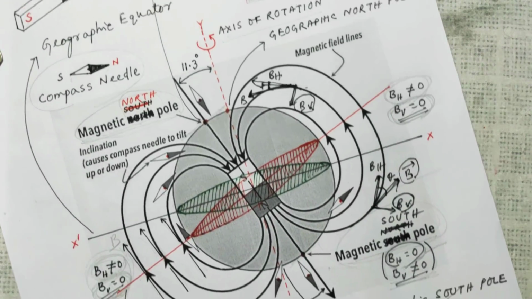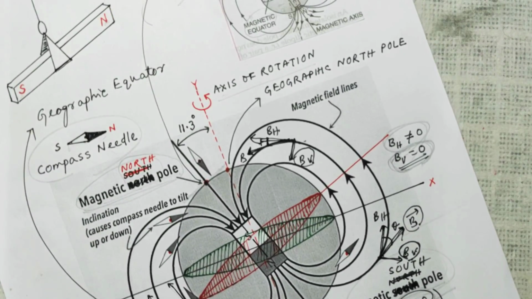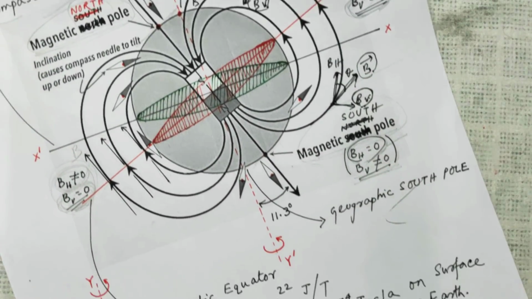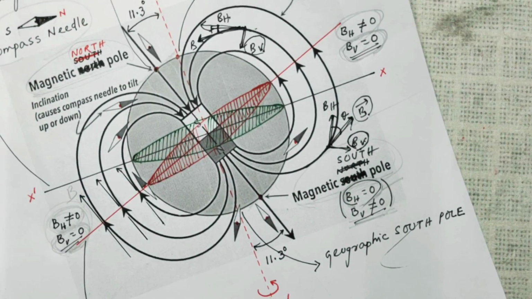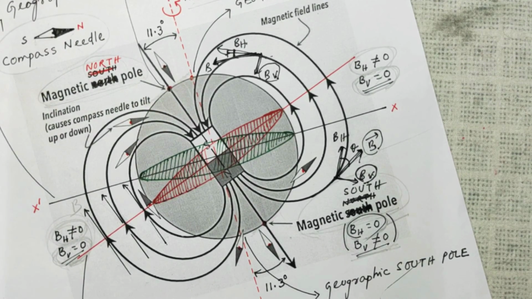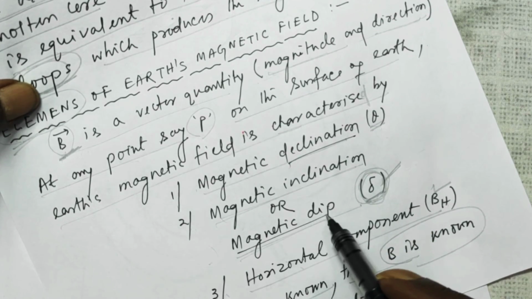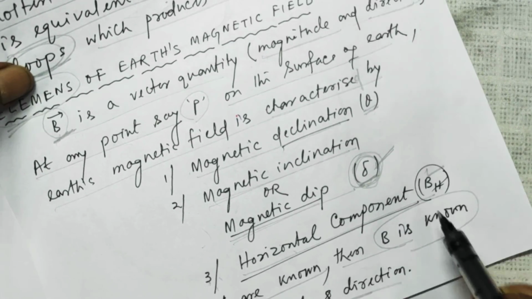Now the next two lessons will be very easy. So I think it is clear to you. So in the next lesson we'll study magnetic declination, magnetic inclination, or called magnetic tilt, and the horizontal component.